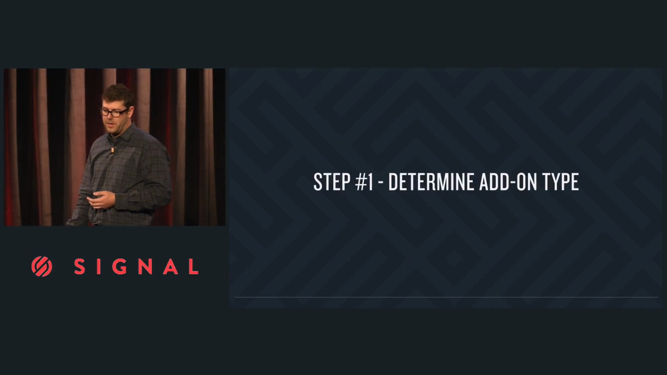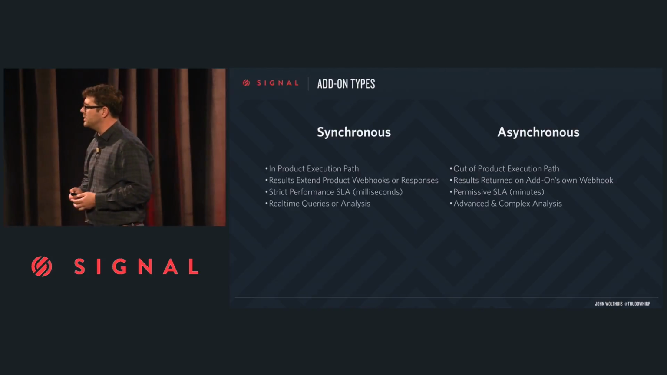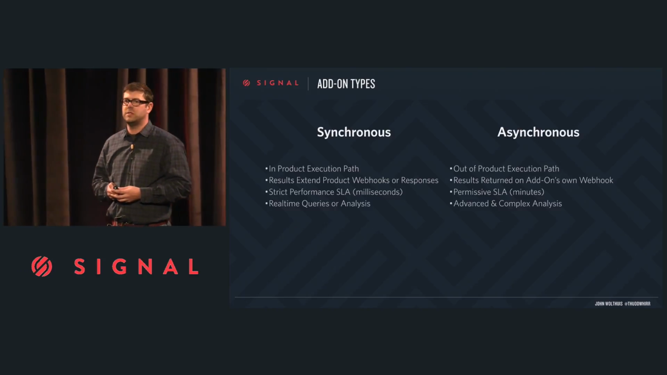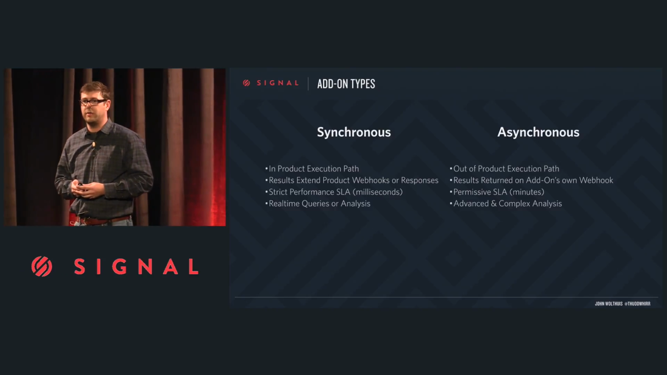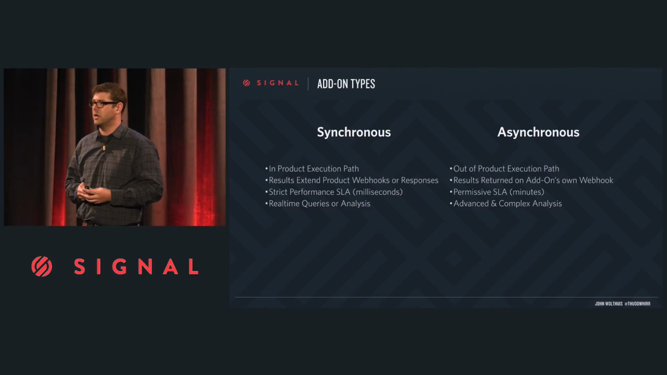So the first step is determining the add-on type. We have two broad classifications of add-on types, synchronous and asynchronous. Most of the add-ons we have today are synchronous. These are the phone number or the messaging analysis add-ons that Pat and Devarshi talked about yesterday.